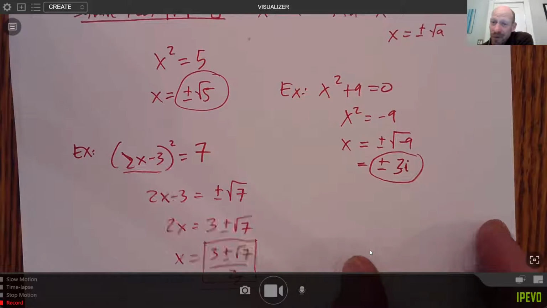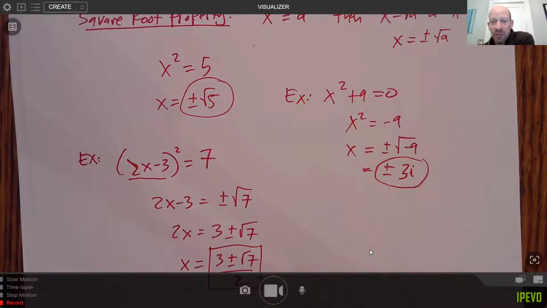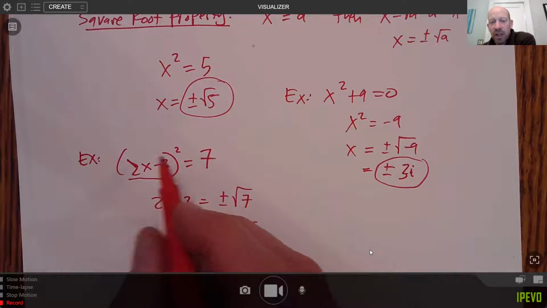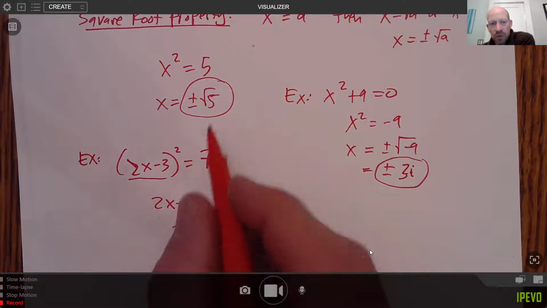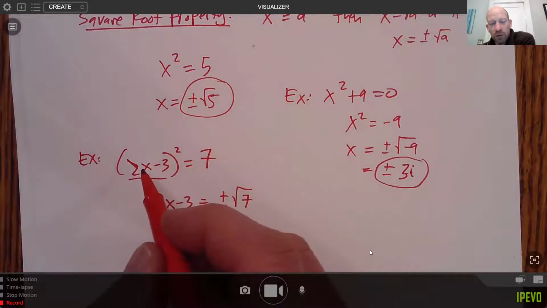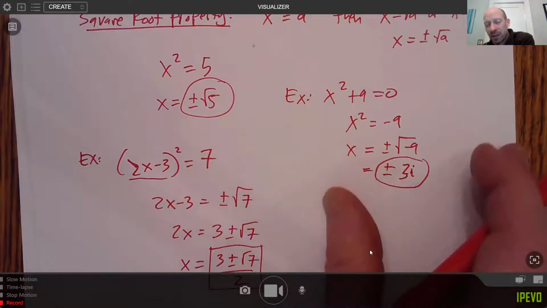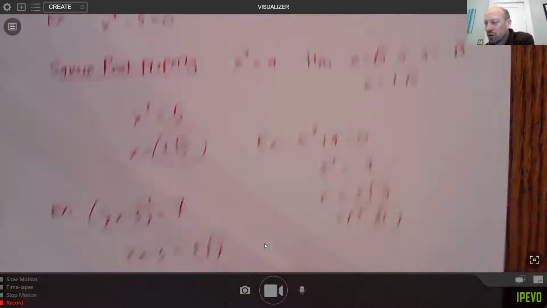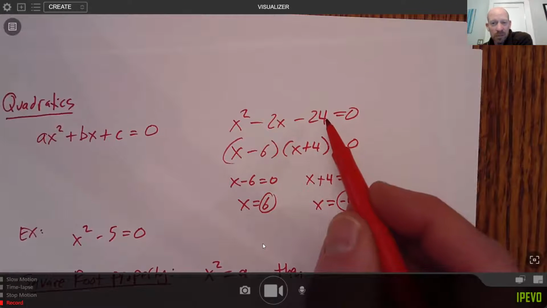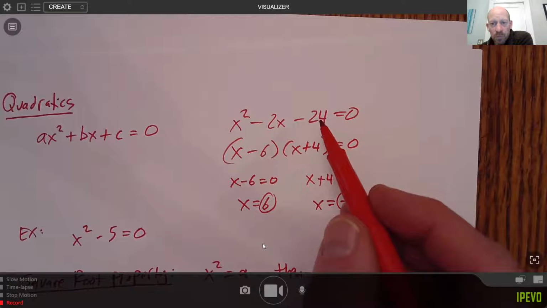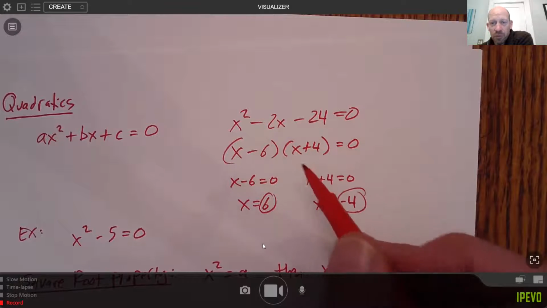So the square root property is actually pretty nice. In some ways, it's even easier than factoring, but it only applies to certain problems. When we have things that are squared equal to a number, right? So x squared equals 5, or 2x minus 3 squared equals 7, or x squared equals minus 9. We couldn't do the square root property with this problem because it doesn't have that form. So this one we would still have to do by factoring.